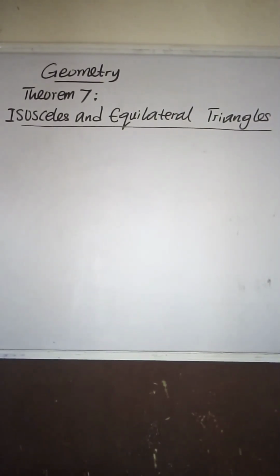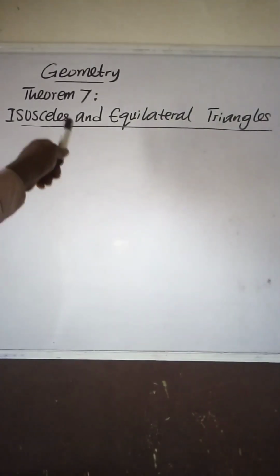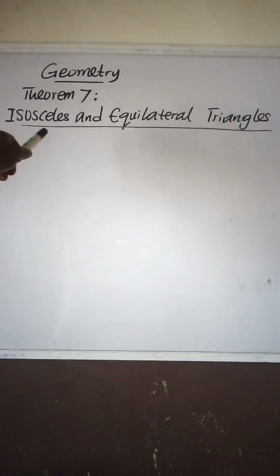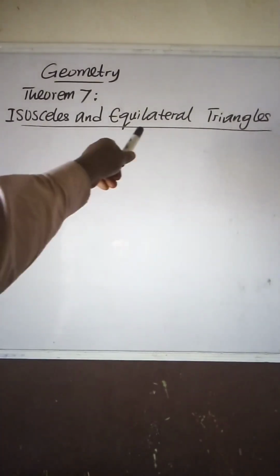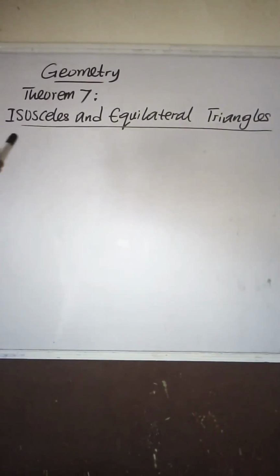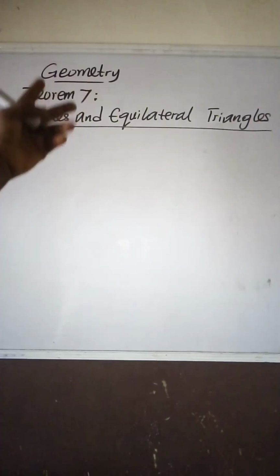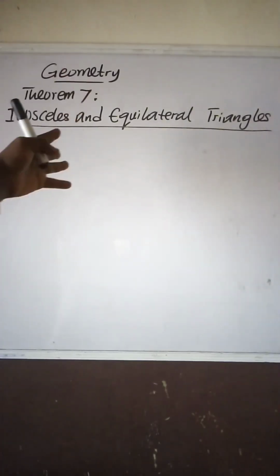Thanks for coming. We are still on geometry, covering about 38 theorems/axioms, and now we are on theorem 7. What are isosceles and equilateral triangles? An isosceles triangle is a triangle with two base angles of equal sizes and a vertical angle.